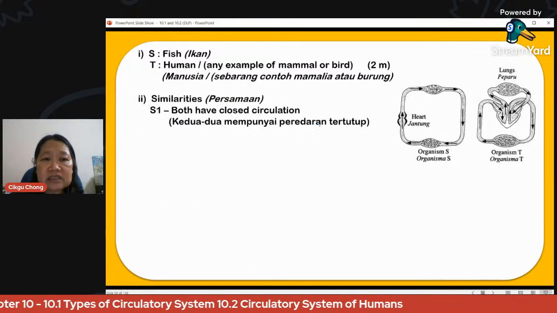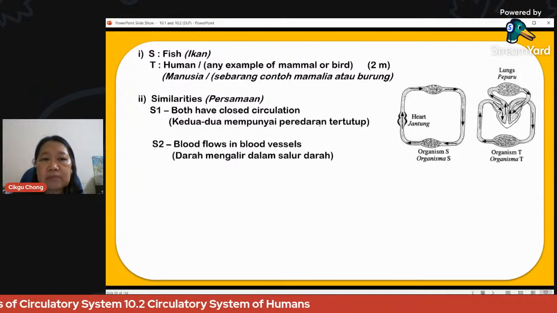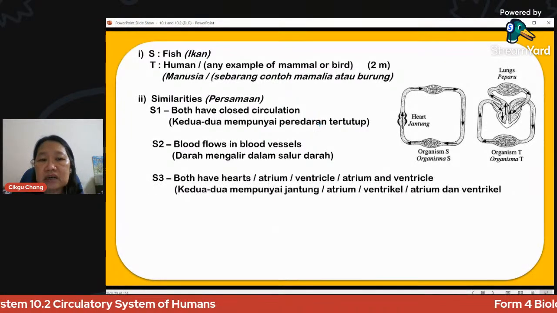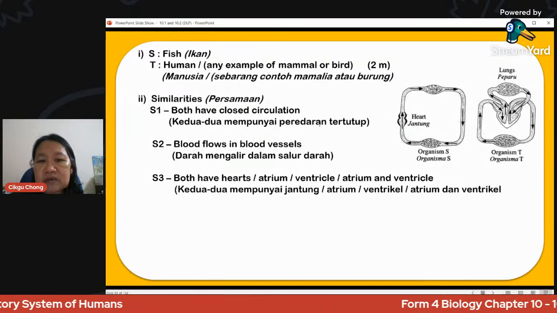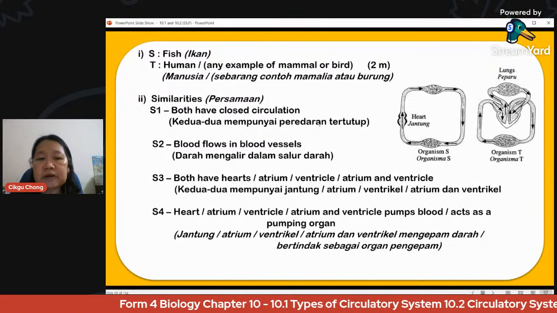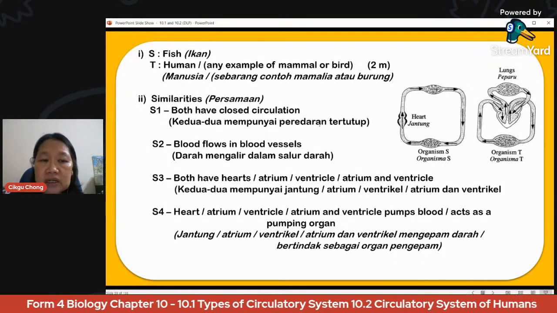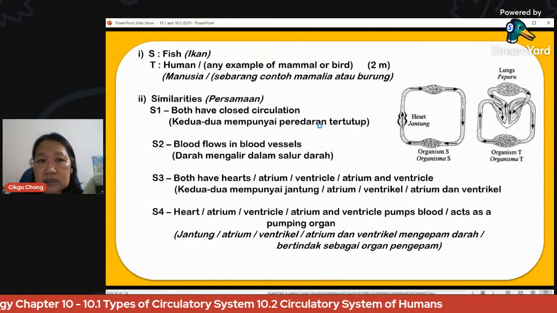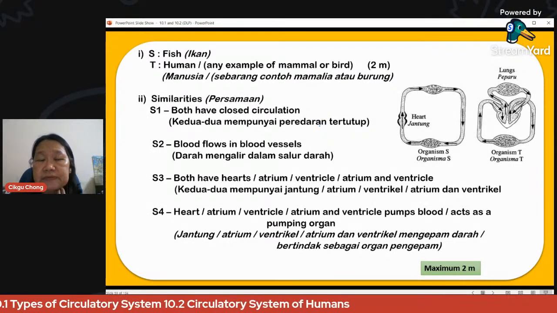Similarities here: they are both closed, and the blood flows in blood vessels. They have hearts, with atrium and ventricle. Just try to think of any similarity that you can see from here. They have a pumping organ, and the heart acts as a pumping organ. Maximum 2 marks here.